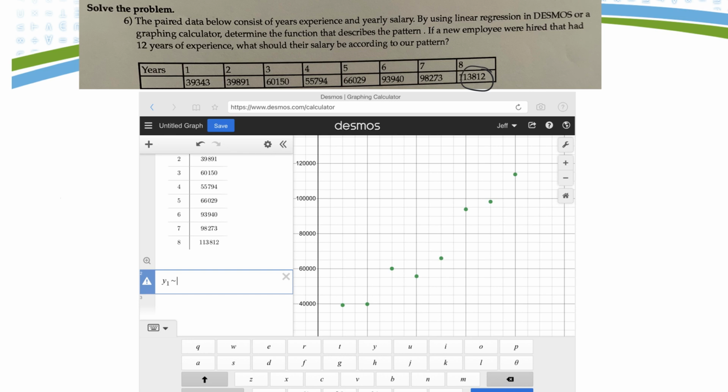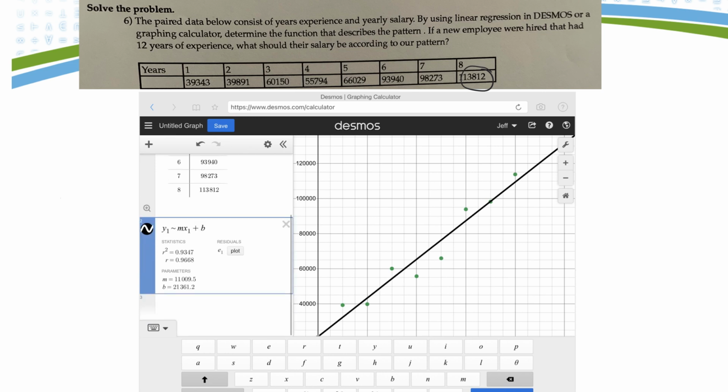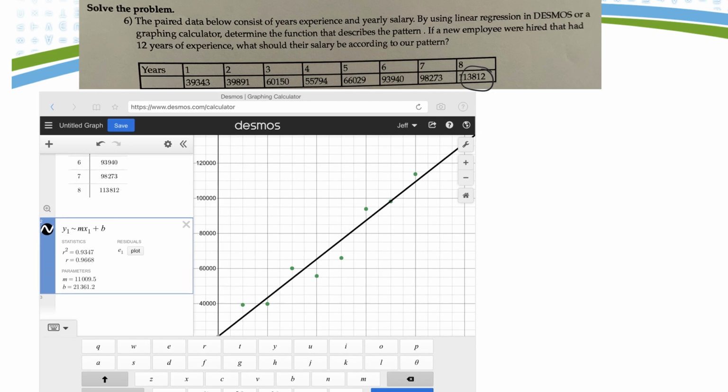Okay, so y1 and then mx, and I have to use that x from above, so it's x1 plus b. There we go. And you take a look at that line, and it looks like it's an average of all those dots, pretty close. But right below, it tells you the numbers. Let me move this over a little bit. So it tells you what your slope and your y-intercept are. So this data can be modeled using this line, and that line is defined by this equation.